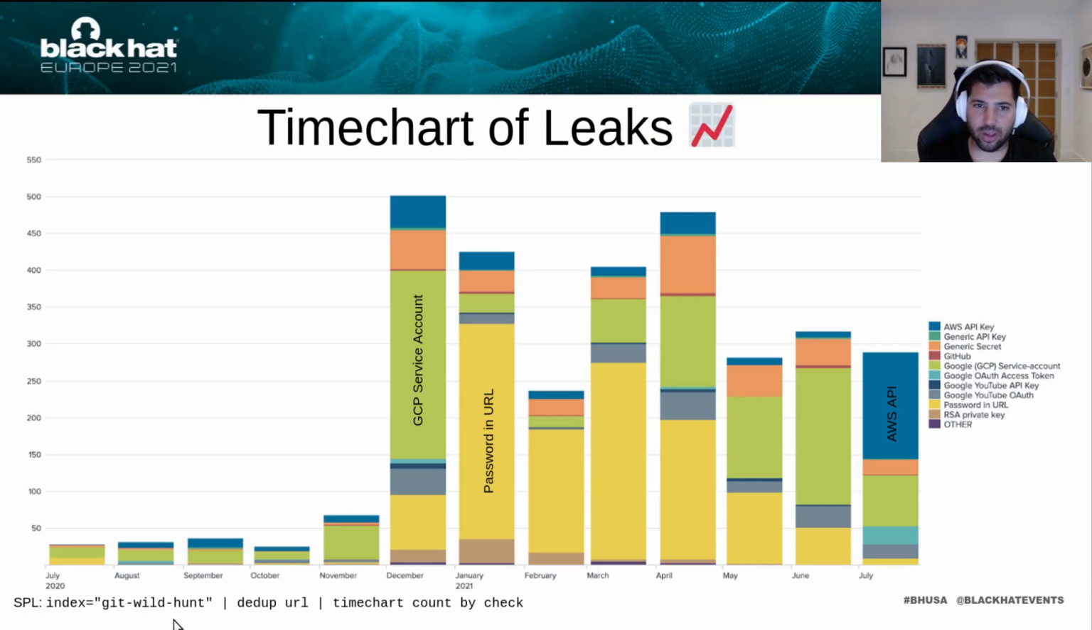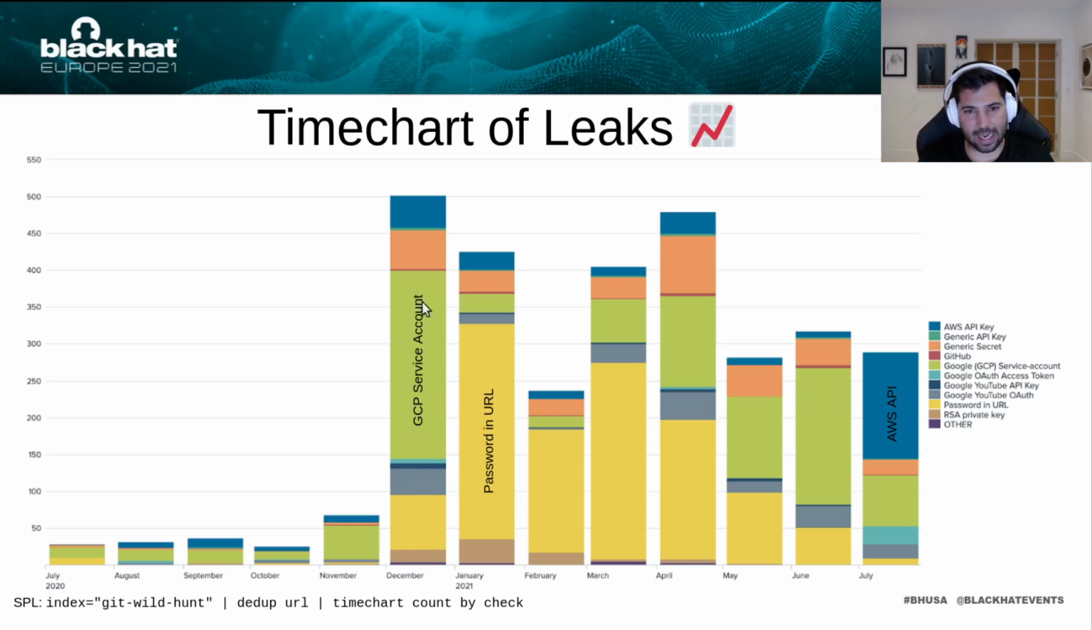The final chart I want to show you here is what I would call the time chart of leaks. What I was trying to find out is the relationship over time to the different kinds of token or credential types that were leaked. Again, I mentioned that we opened up the collection back in December, so you see this huge spike in December, and by far GCP service accounts were the most leaked type of credential in December. I think second to generic, and passwords and URLs.